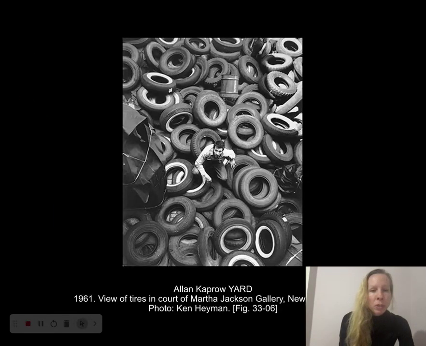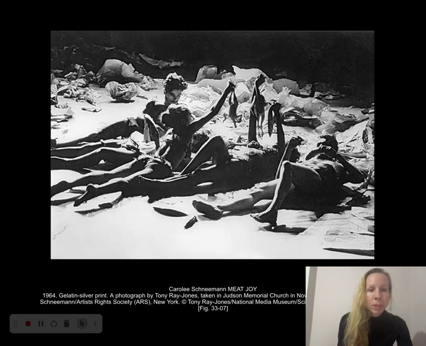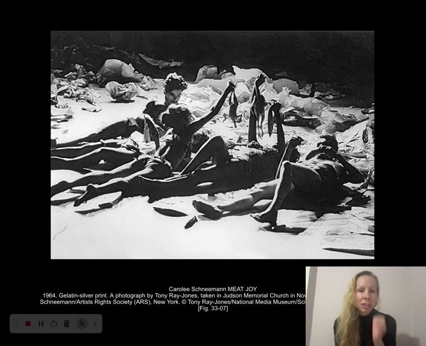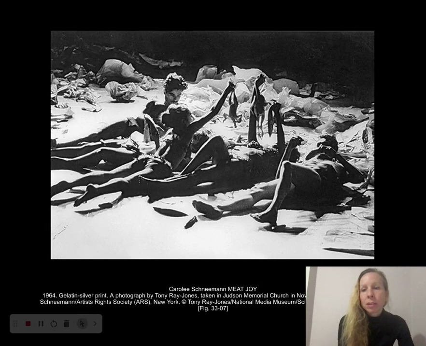Okay, and so here was a photograph. Artist Allan Kaprow made a yard of tires, and the viewer would walk through the tires, so it was really about the viewer experiencing the art. And then this is Meat Joy. So people rolling around in meat, and some of these happenings were very strange, and maybe questioning people's morals and values.